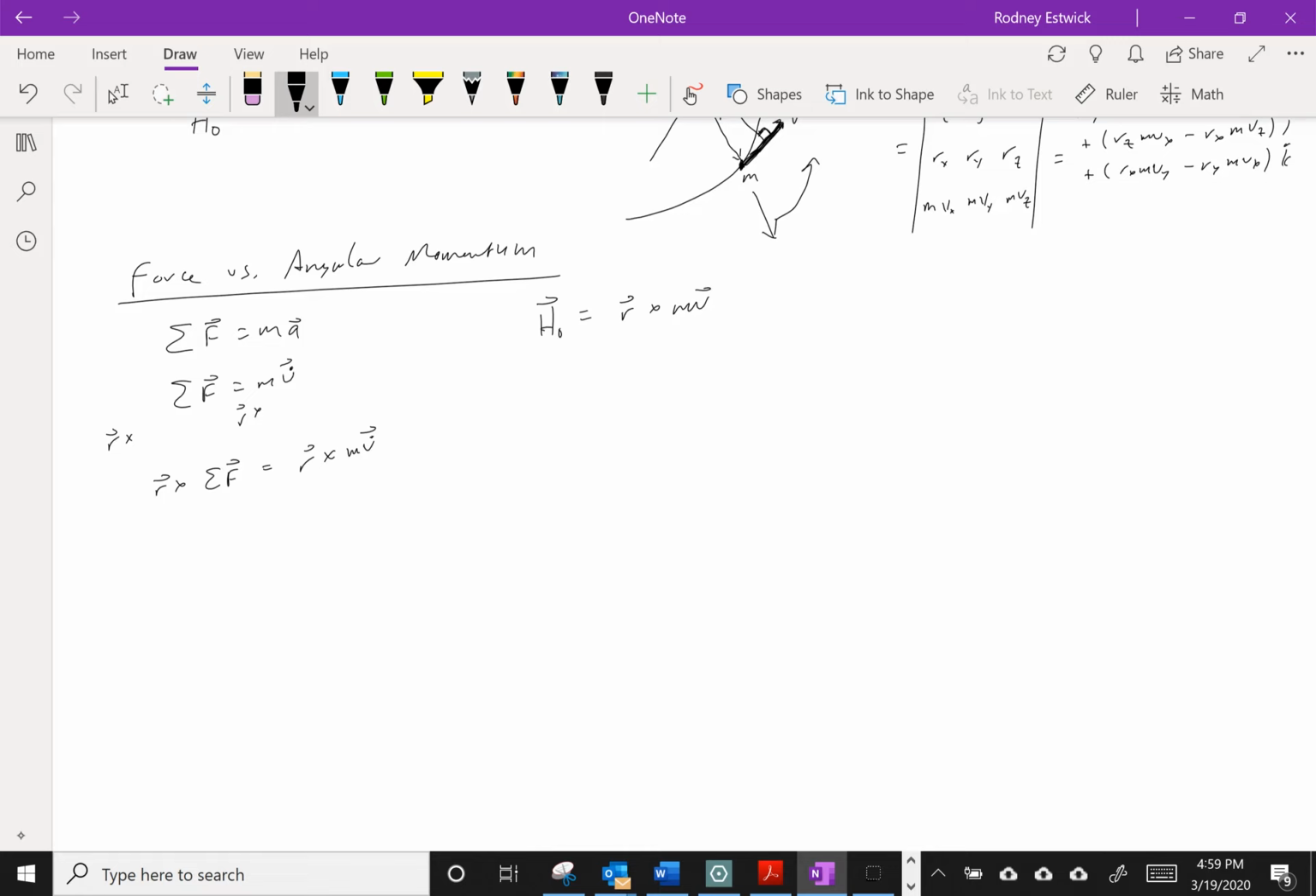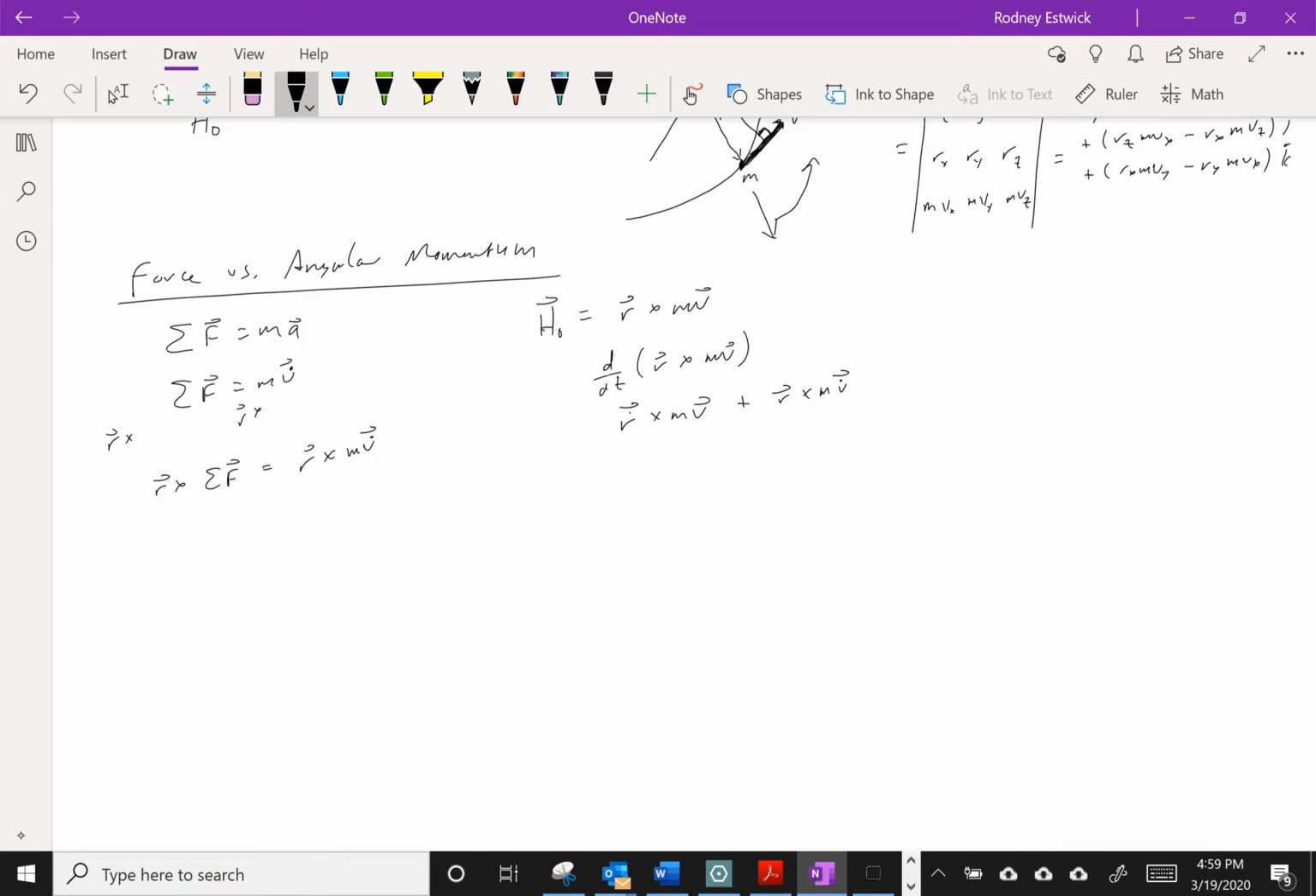And then if I look at the right hand side of this and I take the time derivative of it, what happens? So this is basically a product rule situation. So I'm going to take r dot cross, the derivative of the first times the second. So you have the cross product of r dot and m v, and then you're going to have r crossed with m v dot.